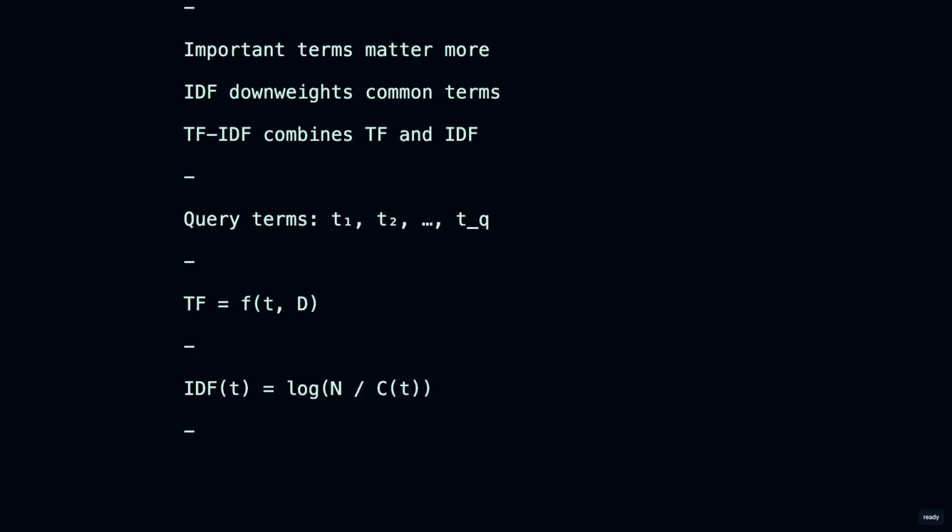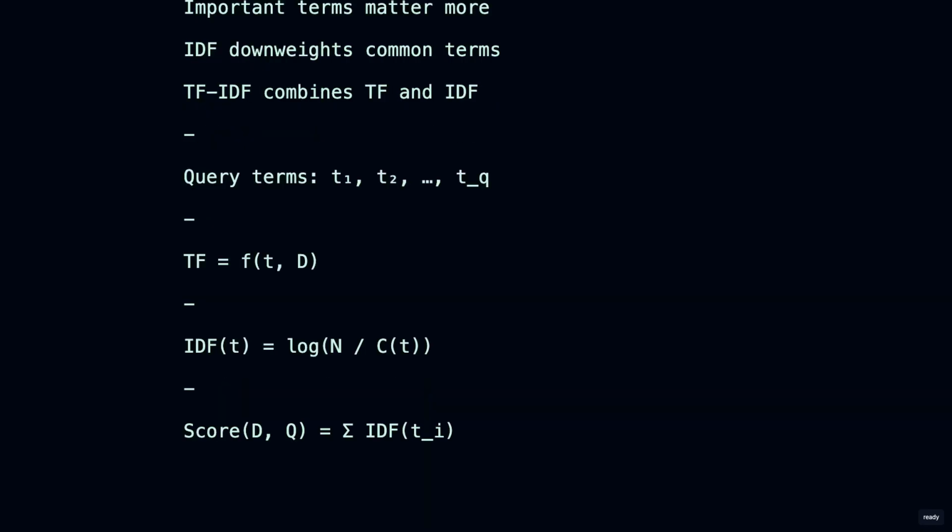With those pieces in place, the final TF-IDF score is just a sum over the query terms. This score adds up the weighted contribution of each query term. Documents score higher when they contain more of the query's important terms, especially the rarer ones.